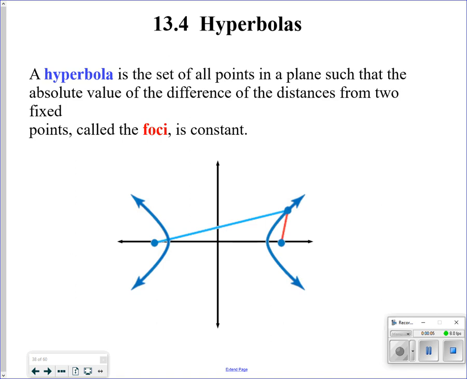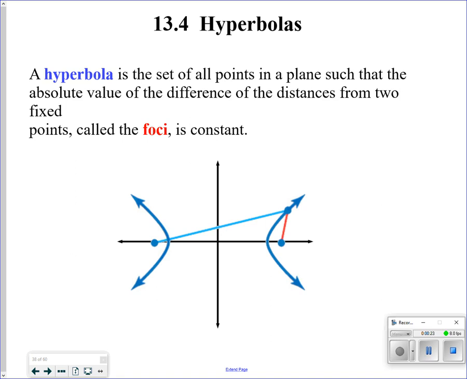Section 13.4 is our last conic. It's hyperbolas. It looks a little bit like two parabolas. It's not quite that shape, but a hyperbola is a set of all points in a plane such that the absolute value of the difference of the distances are fixed.